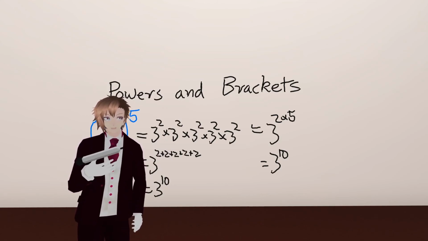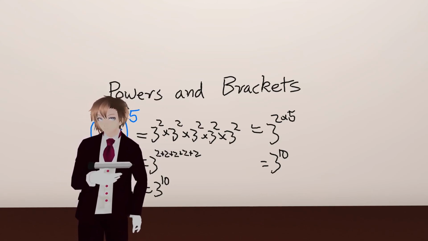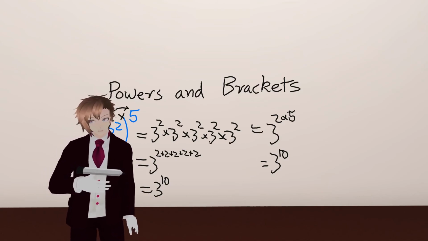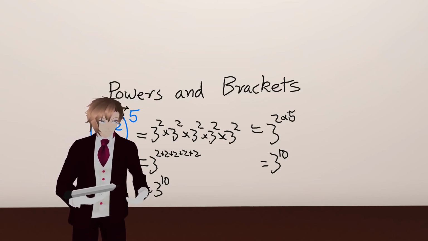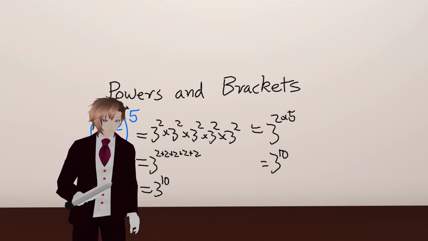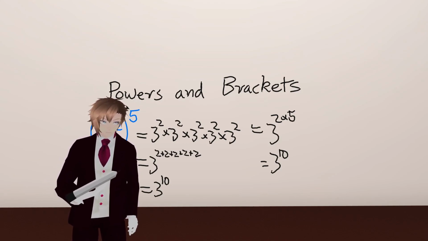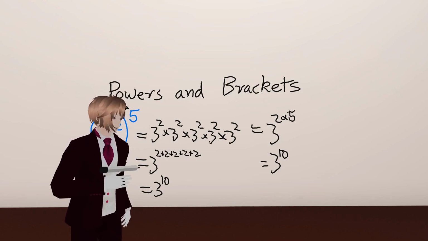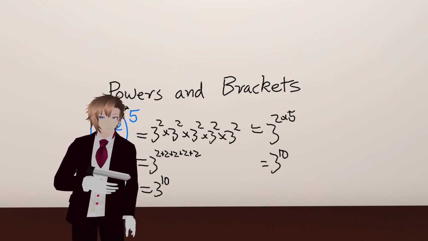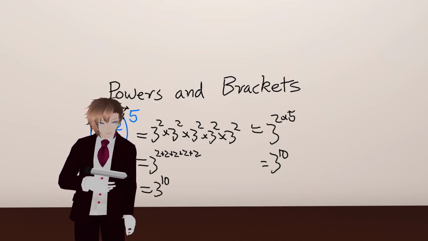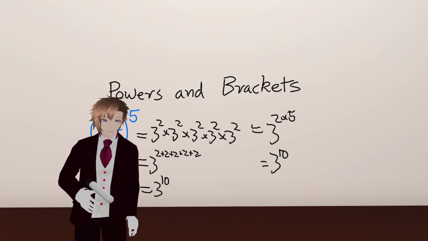So when we are multiplying powers of the same base, we add them. When we are dividing powers with the same base, we take away. And when we are dealing with brackets, we multiply the powers together. I'll see you in the next video where we're going to look at some more rules with powers.